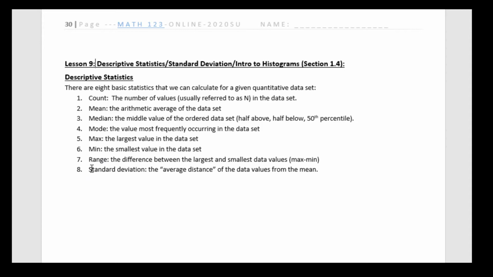One of the more important ones here is going to be standard deviation, which is the average distance from the mean. It's kind of like the one that you need to understand, and then to even move further in statistics, that's the key one for understanding. These other ones you probably have seen before, but we're going to go over them.